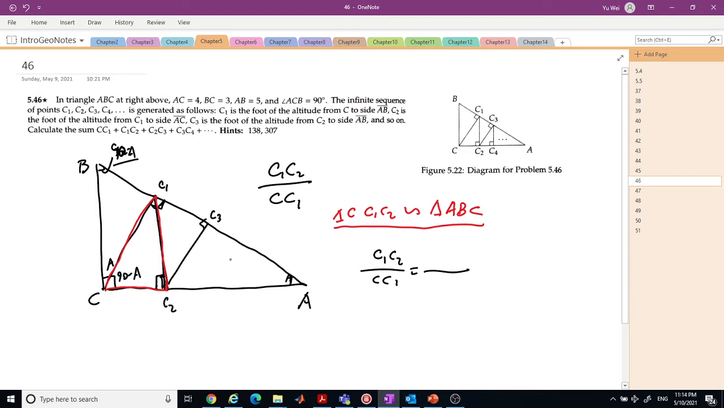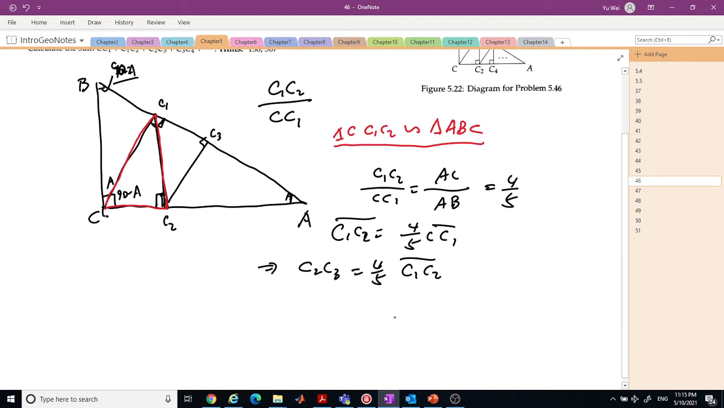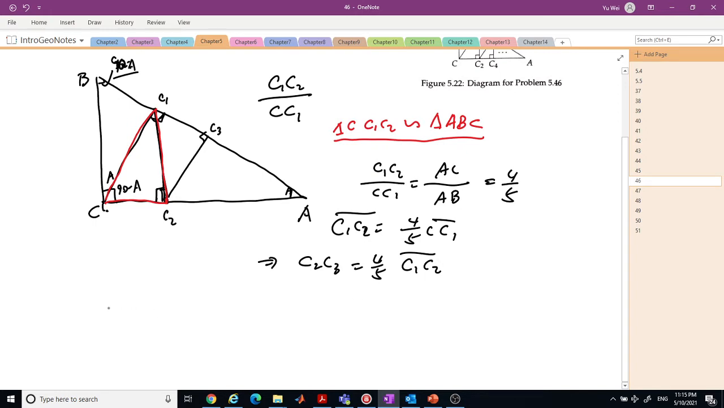So if this is the case, now we know C1C2 over CC1 is equal to, the 90 minus A corresponds to the AC over the hypotenuse AB, which is 4 over 5. So you can see C1C2 is 4 over 5 of CC1, and if you do the next one, you can see C2C3 equals 4 over 5 of C1C2. Now we construct a geometric sequence, right?